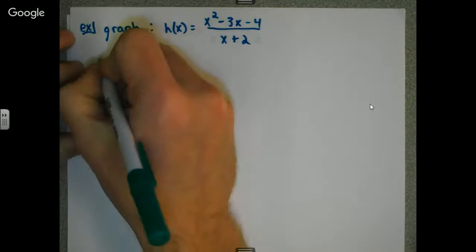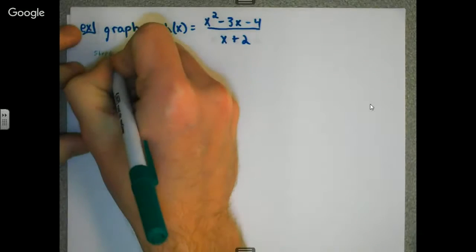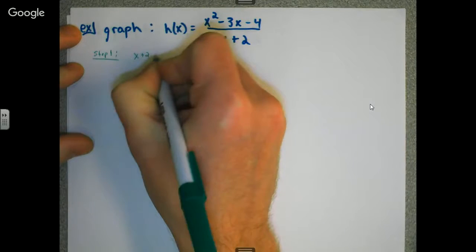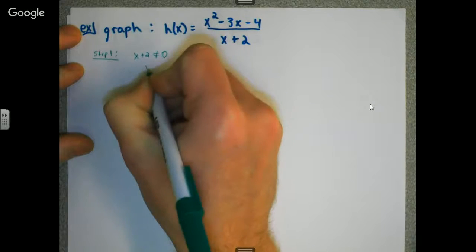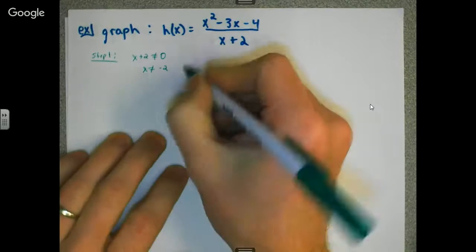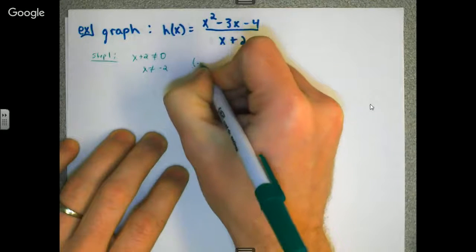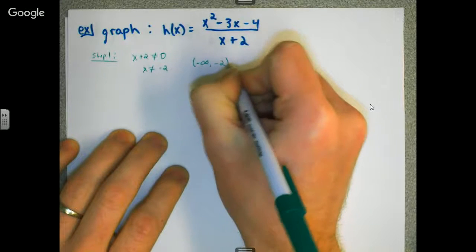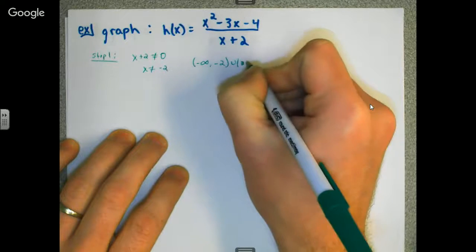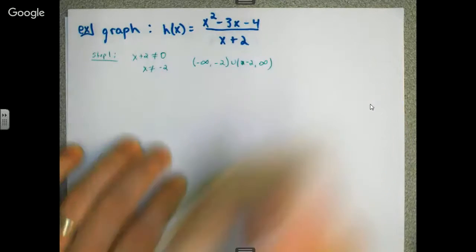Again, step one is domain. So take the bottom, set it not equal to 0. So x cannot equal minus 2. All right, so I have negative infinity to minus 2, union minus 2 to infinity.